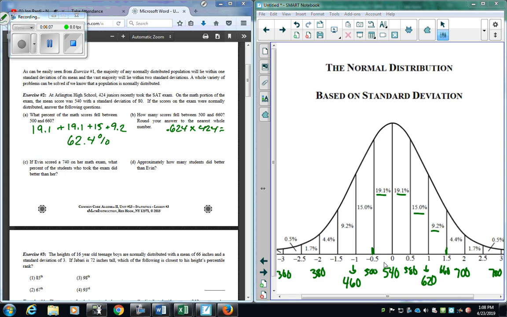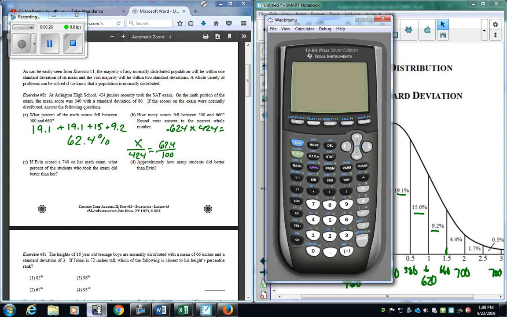That would be one option. Or you could do a proportion, which would be 62.4 over 100, and then x over the 424 students, because 100 represents the total. So if I go through and do that, let's say I do that first one.